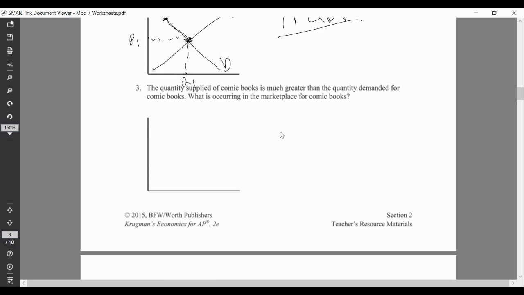Number three says the quantity supplied of comic books is much greater than the quantity demanded for comic books. What is occurring in the marketplace? So here's the demand, here is the supply, here is equilibrium where we should be.